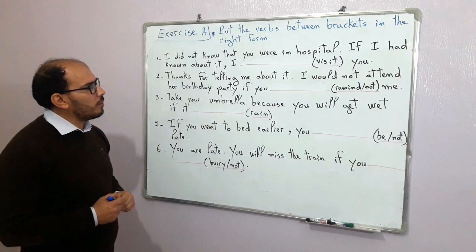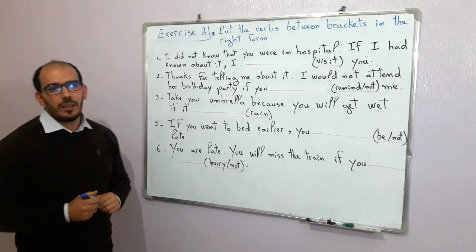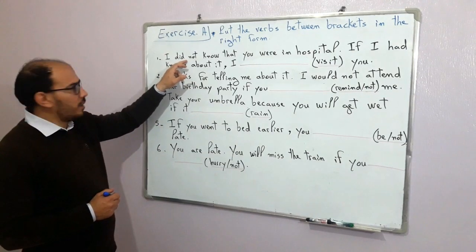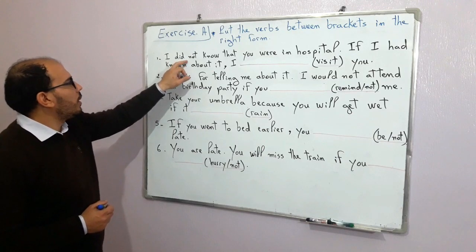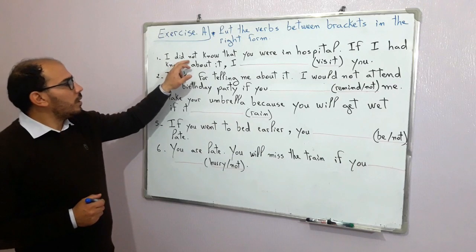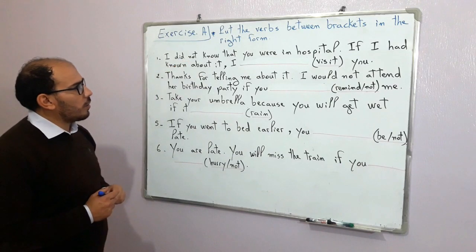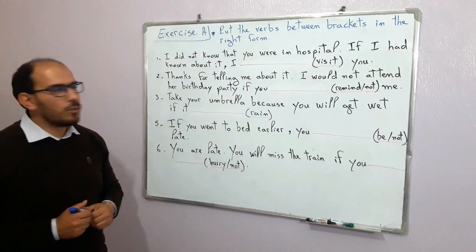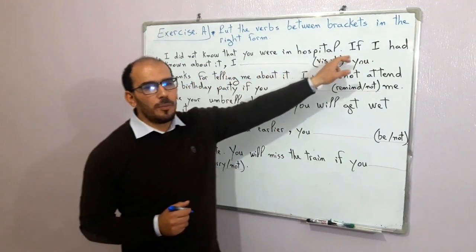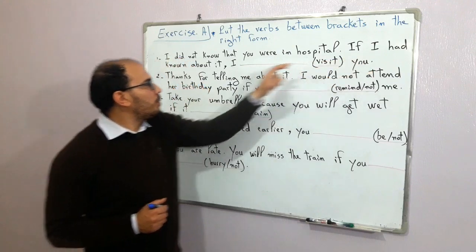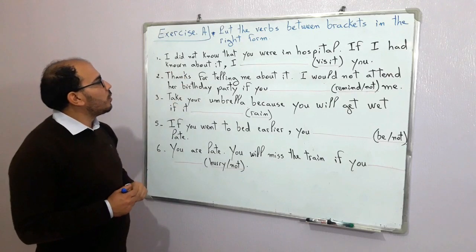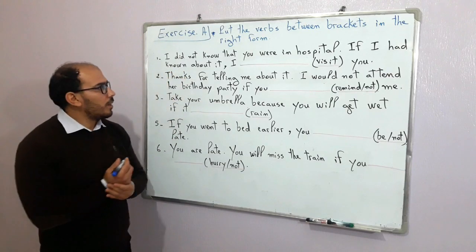I didn't know that you were in hospital. If I had known about it, I visit you. So the first remark is that here we are talking about the past tense. And we know that type number three in the conditional sentence is linked to these past actions or activities. But let's go on to be sure of that. If I had known about it, so when I have if, this is the condition, and we have the subject plus had known, the verb in past perfect. So here we are sure that we are talking about type number three.